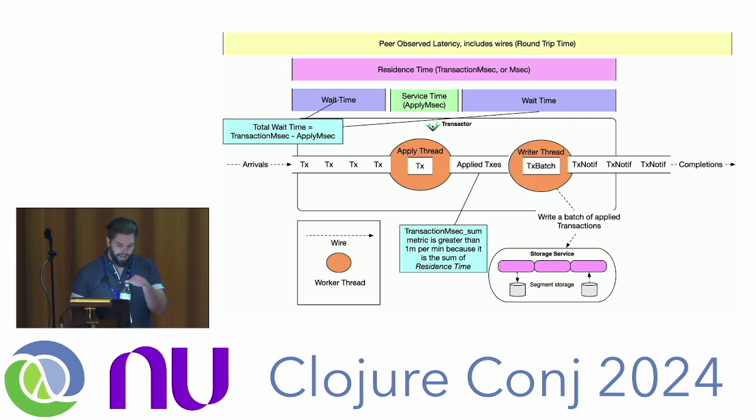So if we look inside this transactor now, we've got the arrivals coming in from the peers. They go into a transaction queue. Then there's this apply thread, which is the transaction processor in a nutshell. We then emit those results out to another queue. And then we have another thread which batches these up, does a write to storage, and then we enqueue the results onto a notification queue. Because of this, it means that the transaction MSEC sum metric is actually greater than one minute in highly utilized systems because the time spent waiting for a given transaction overlaps because of the batching. This is fine.